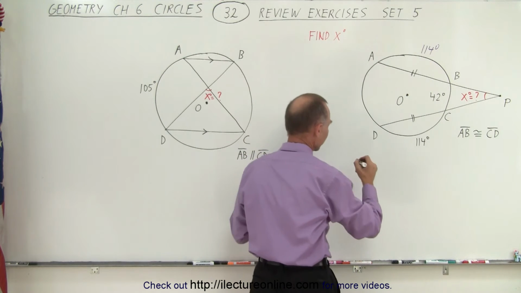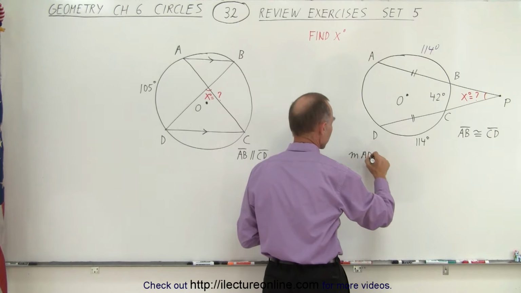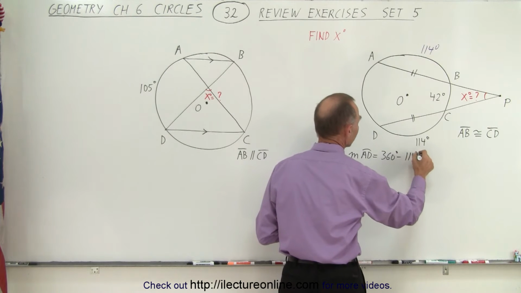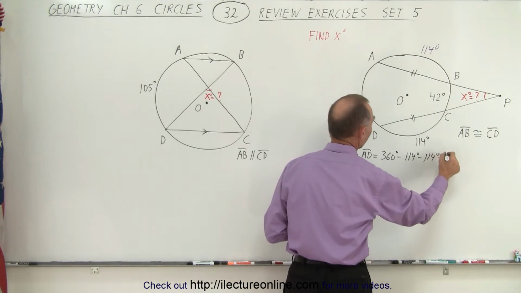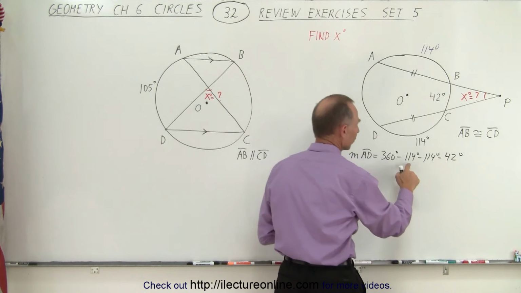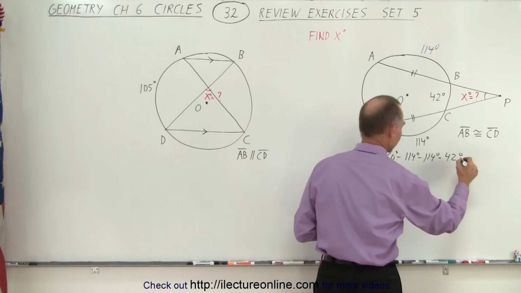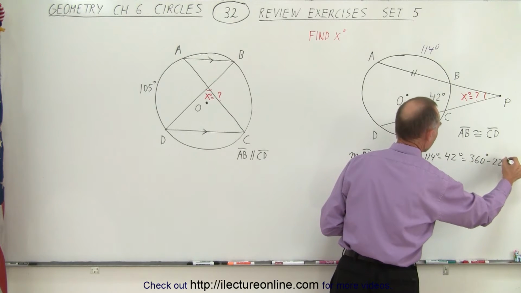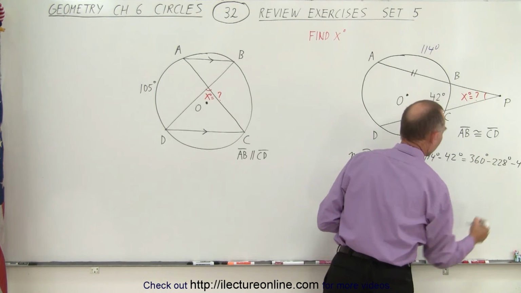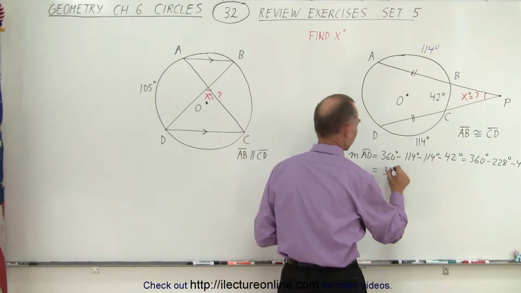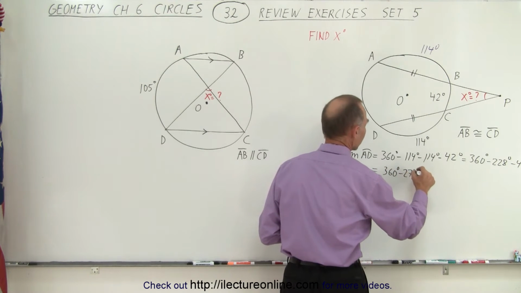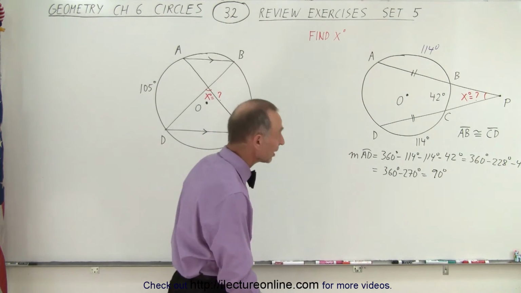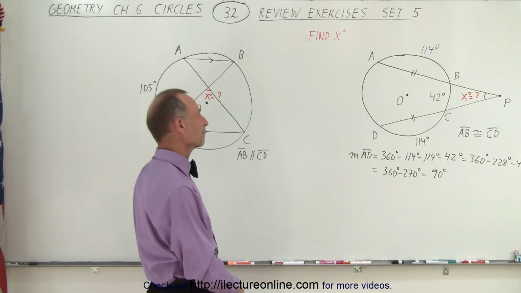So we can say that the measure from A to D is equal to 360 degrees minus 114 degrees minus 114 degrees minus 42 degrees. So this is equal to 360 degrees minus 228 degrees minus 42 degrees. Combining those two, that is equal to 360 degrees minus 270 degrees, which is 90 degrees. So when you do it like this, the arithmetic is a little bit easier. You're less likely to make a mistake.